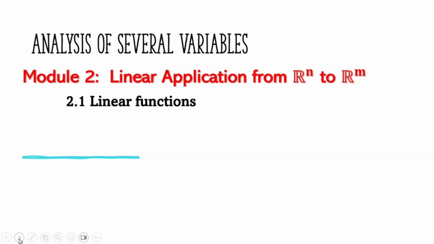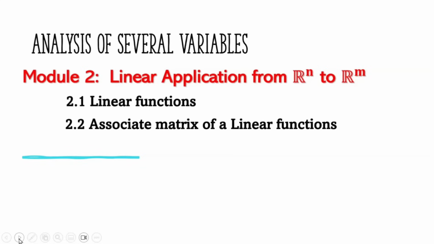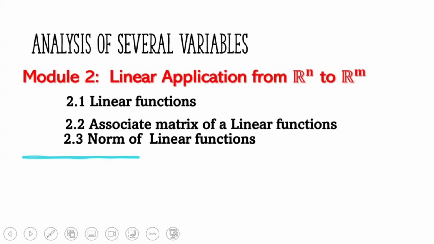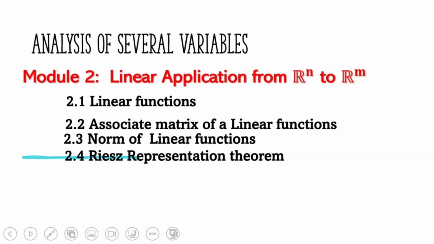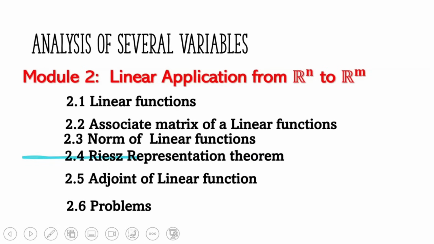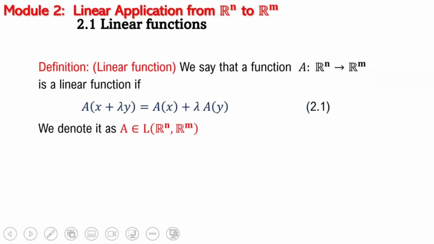6 sections. The first section is linear functions. Second is the associate matrix of linear functions. Third is the norm of linear functions, then the Riesz representation theorem, and the last theoretical topic is the adjoint of linear functions. Then we have the numerical problems associated with all those 5 topics. We'll discuss them at the end of the chapter. So let's start with the linear function.